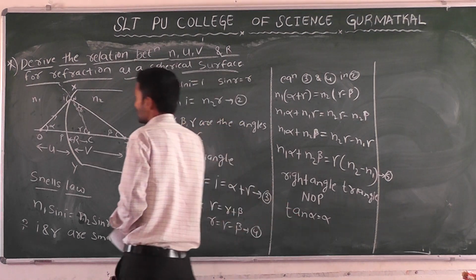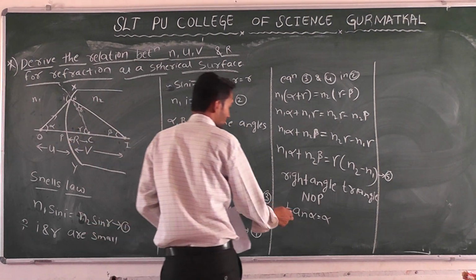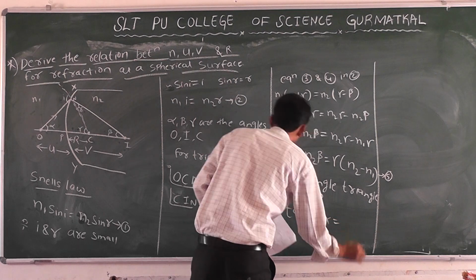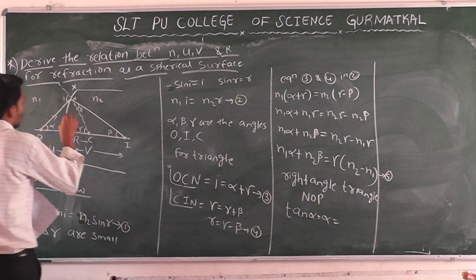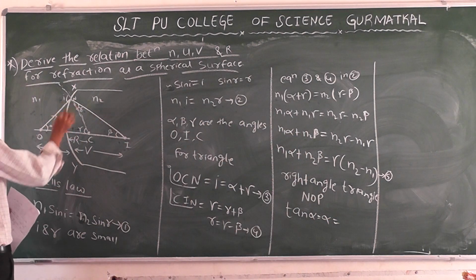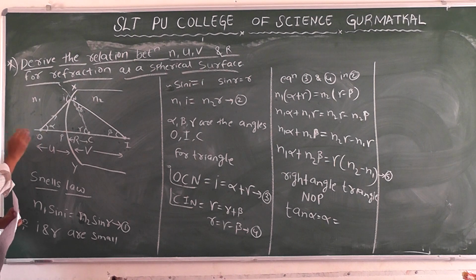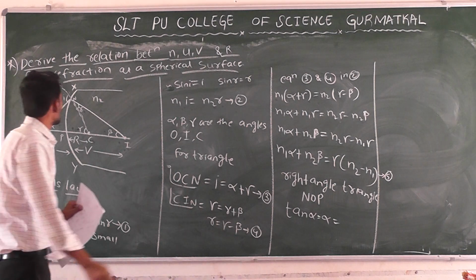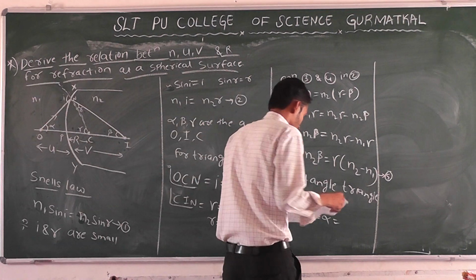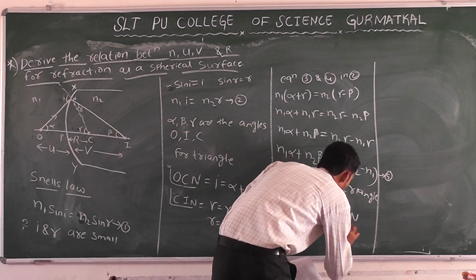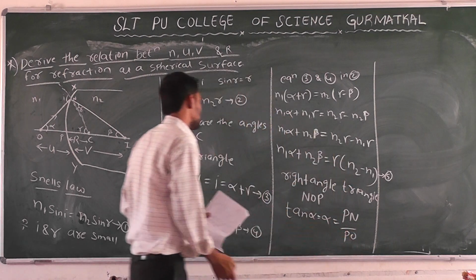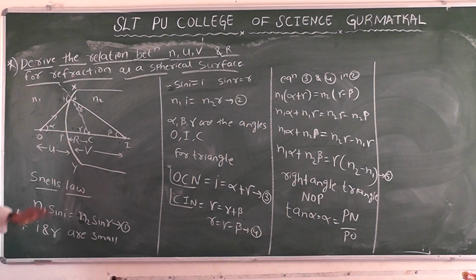Here, which angle? Here the alpha angle. So tan alpha is equal to alpha. For the tan of the angle, what is the value? PN by PO. Can we write opposite by adjacent? So tan alpha is equal to PN by PO, and tan alpha is equal to alpha because the N term is very close to P.